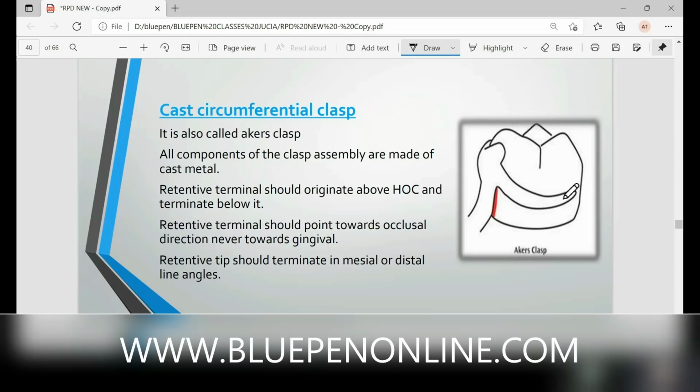Now, the retentive terminal should always point towards the occlusal. This is how it should look. It should not be like this, looking down. It should always look up. This is how it should be. And this should go and terminate in the mesial or the distal line angle. This is how you want the design of your C clasp to be.